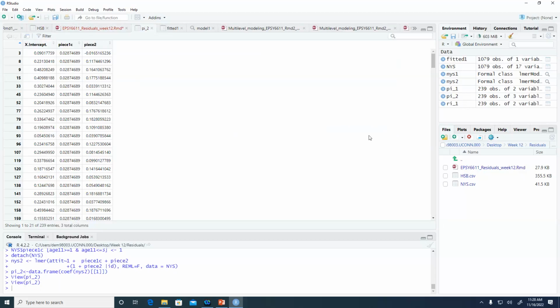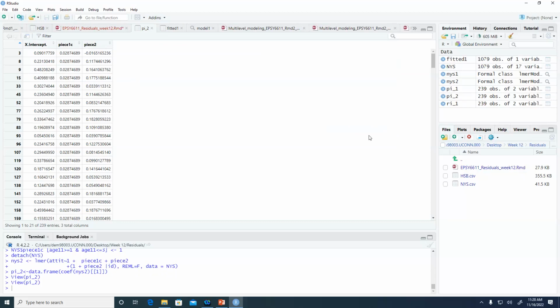Now go to PI_2 over here. Notice that in this data frame, because this is the piecewise model, I now actually have 3 coefficients, right? I have the intercept, the piece 1 growth slope, and the piece 2 growth slope. I have those for every person, and I'm allowing those to randomly vary across people. So I've got different piecewise growth slopes for everybody in the model.